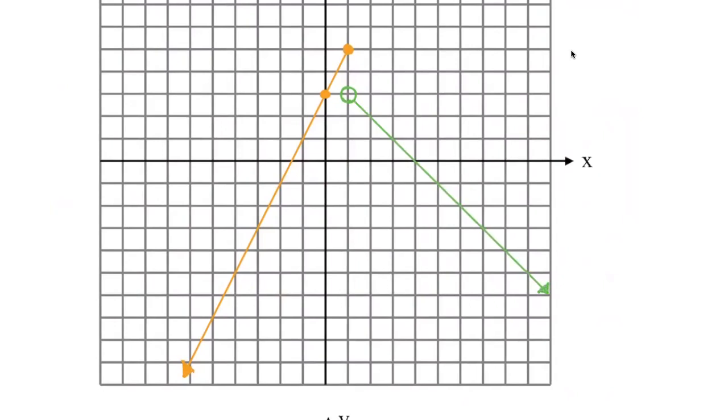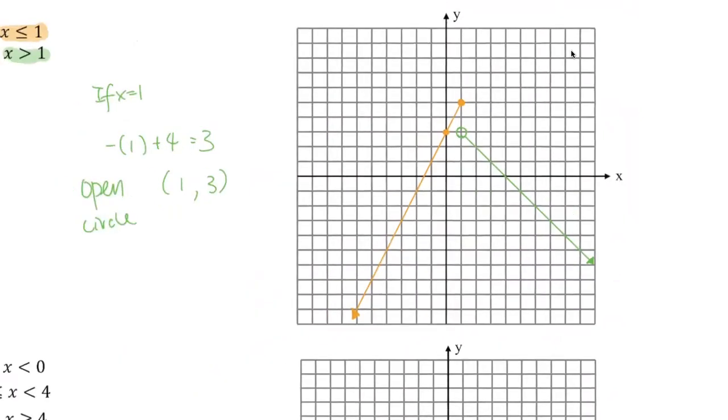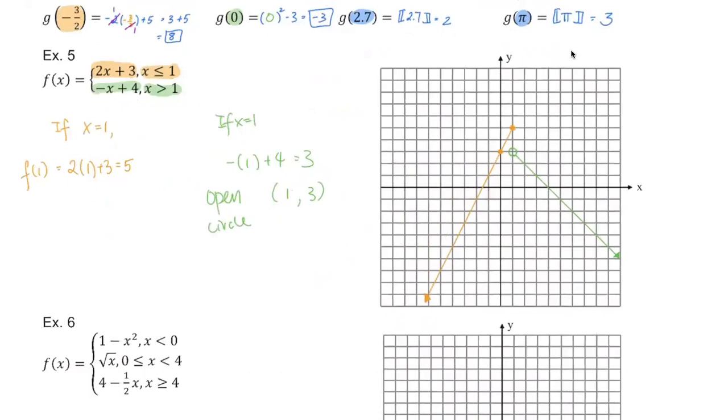Now, if you're unsure, you may propose an x value that's greater than 1, find out the y value, and then plot the point to help yourself out. But you must double check just in case, because sometimes careless mistakes may occur. So just make sure that the slope is indeed negative 1. So for this graphing exercise, it's done.